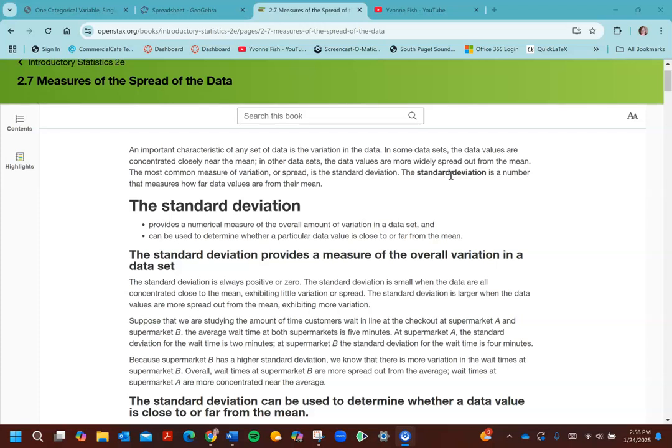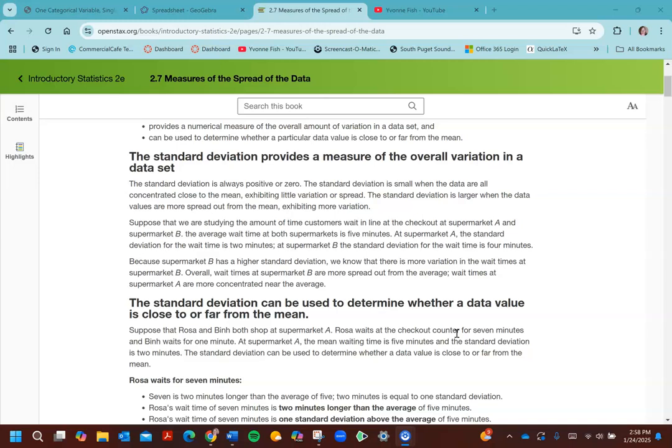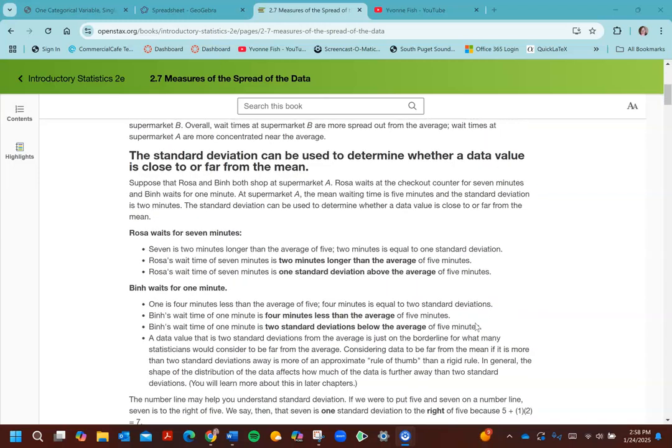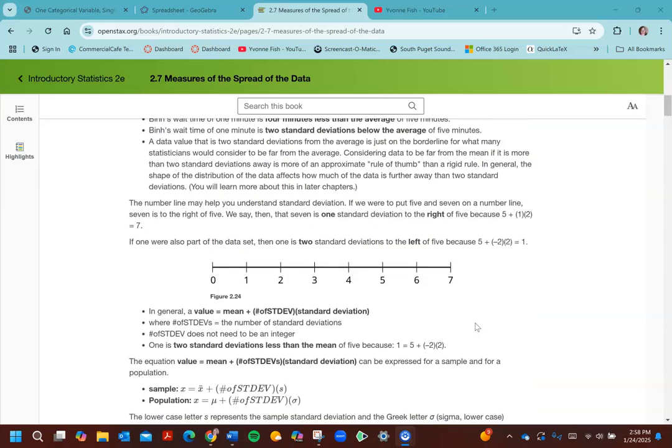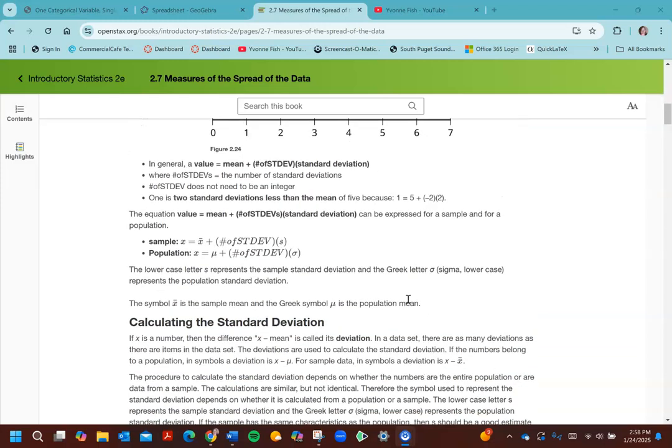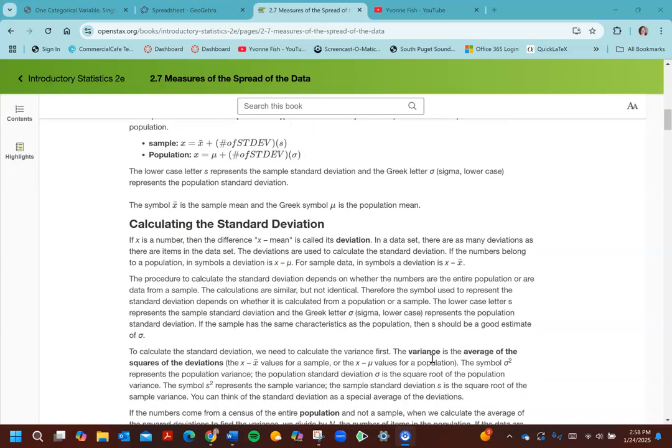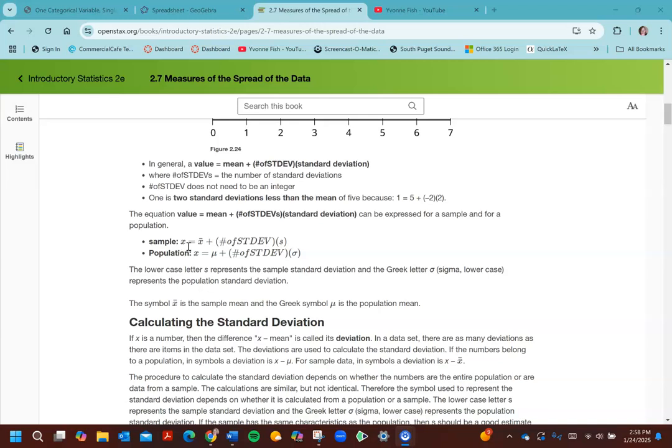In the book, they have a brief explanation of standard deviation and how it's used to determine whether a data value is close or far from the mean. And they have a variety of formulas here that we'll go through in the workbook. Just how to find a value if you know the standard deviation and how many standard deviations away from the mean, and things like that. We'll work on that more later.